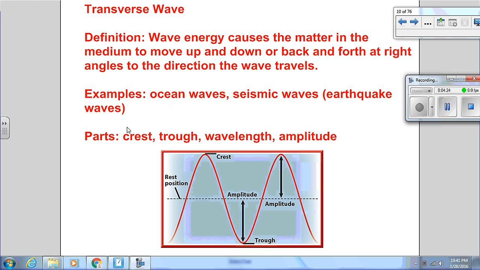Transverse waves have parts such as a crest, a trough, a wavelength, and an amplitude. Now, we will go into more detail about these parts in another lesson, but make sure that we're recording this information on our graphic organizer so you are familiar with some of these parts.